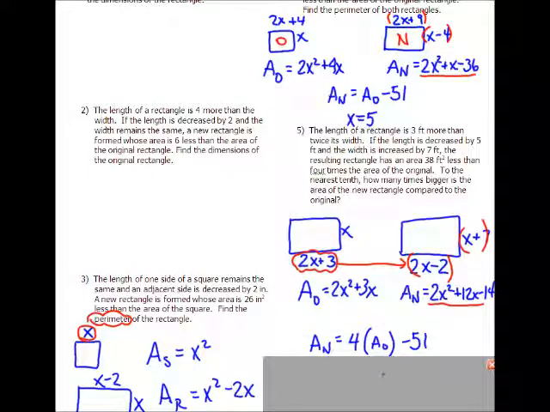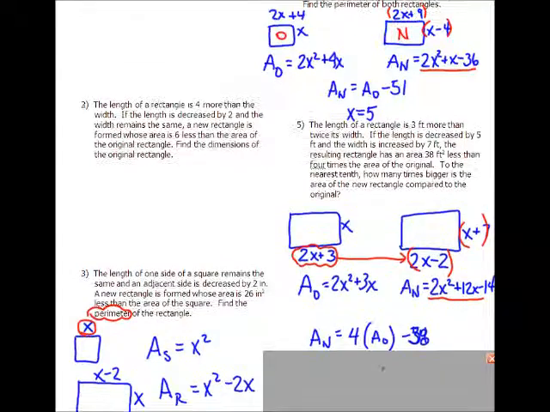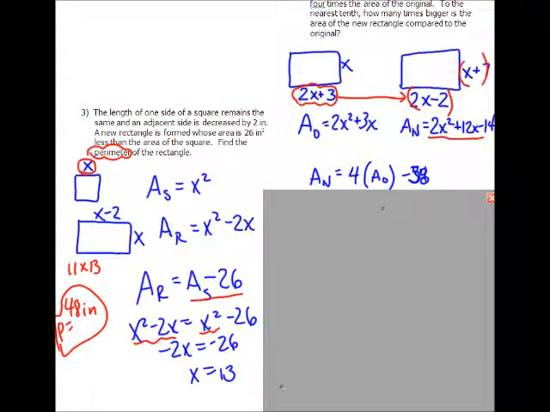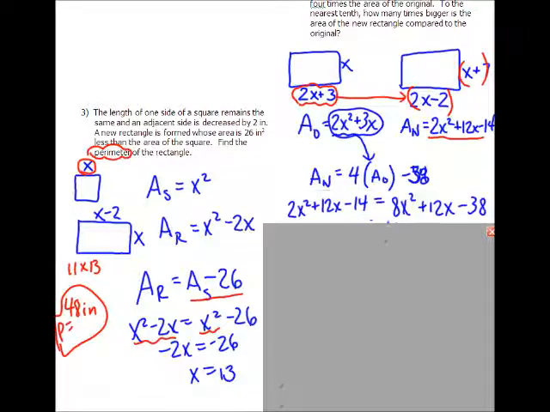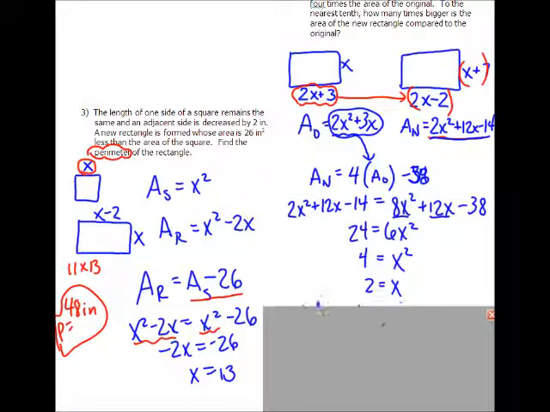So I don't know where I got 51 from. I must have been looking at the other problem, but this should be a 38. Okay, I think the answer is still right, but I think I just wrote it in there quickly. And so I have to take 4 times this whole thing. Keep in mind when I put that in there. All right, so the area of the new, which is this simplified expression from the binomial multiplication, equals 4 times 2x squared plus 3x, which gives me the 8x squared plus 12x minus 38. And then I get x squared equals 4 and x equals 2.